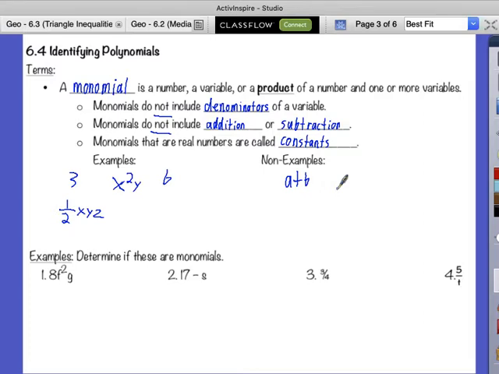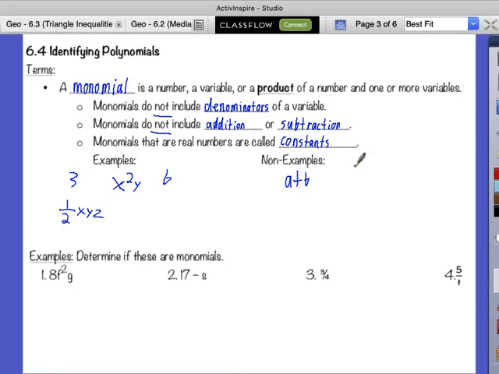Because we're adding. What's it say? What's the second part say? There's no addition or subtraction. Well, there's addition there. Boom, it's automatically not a monomial. Now, if I cover this up and I said A, is A a monomial? Yeah. Is B a monomial? But as soon as we add them, this together is not a monomial.